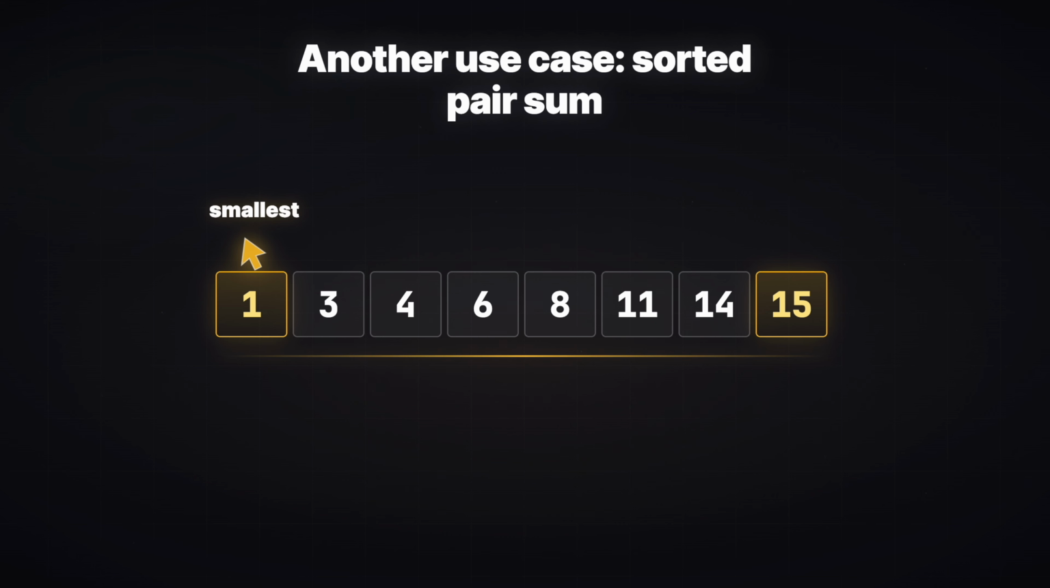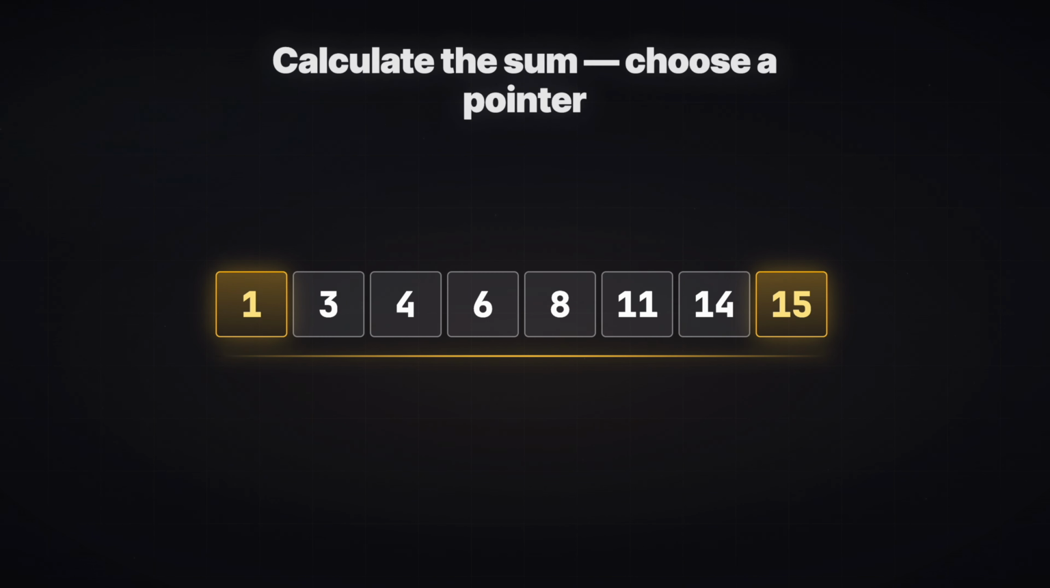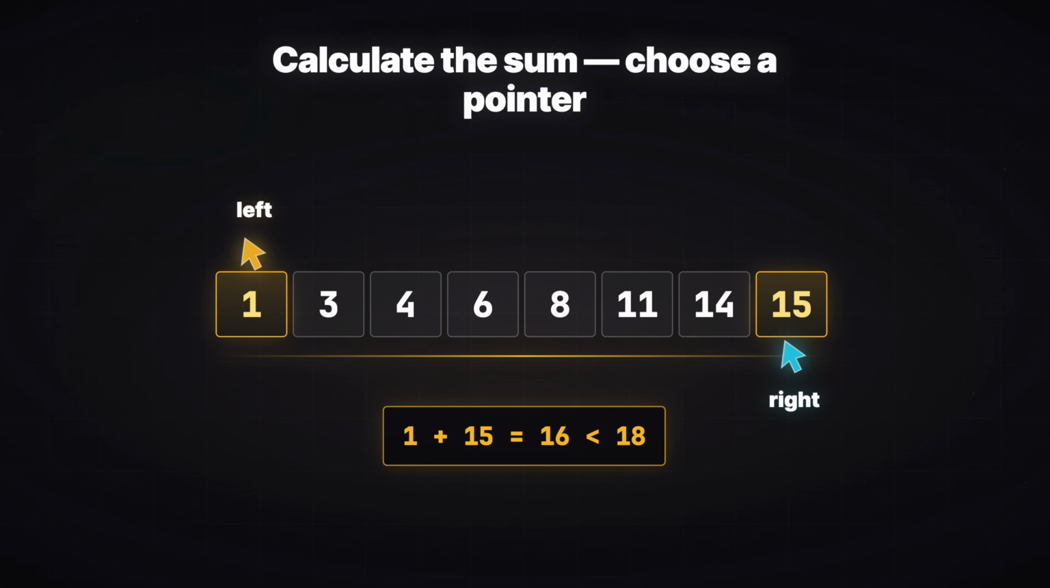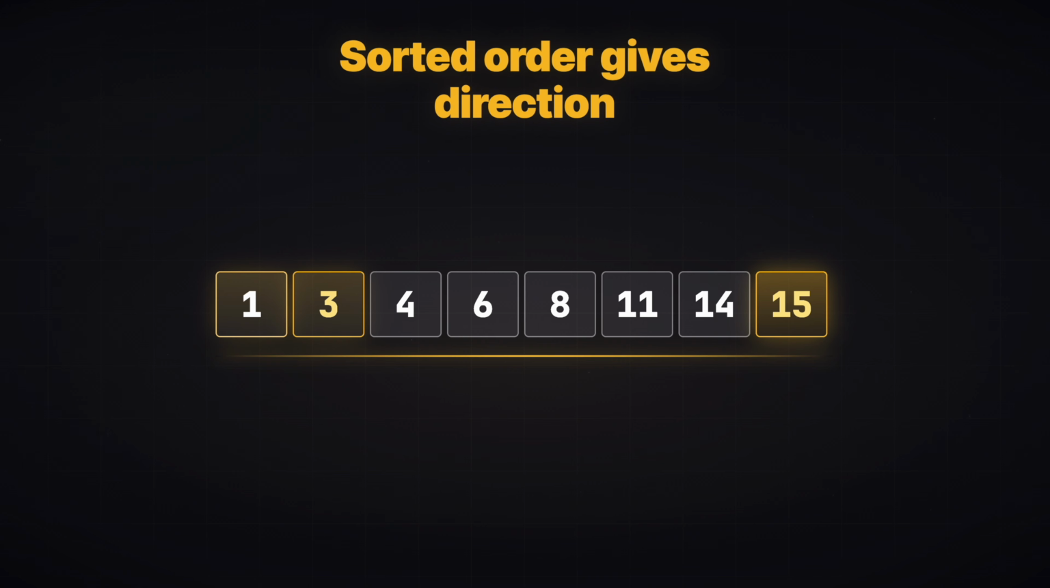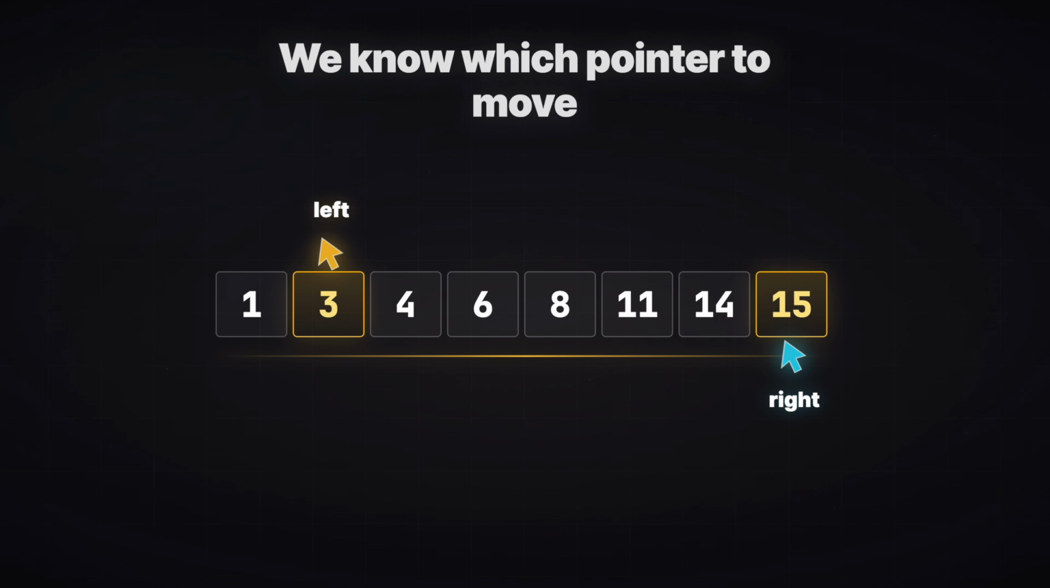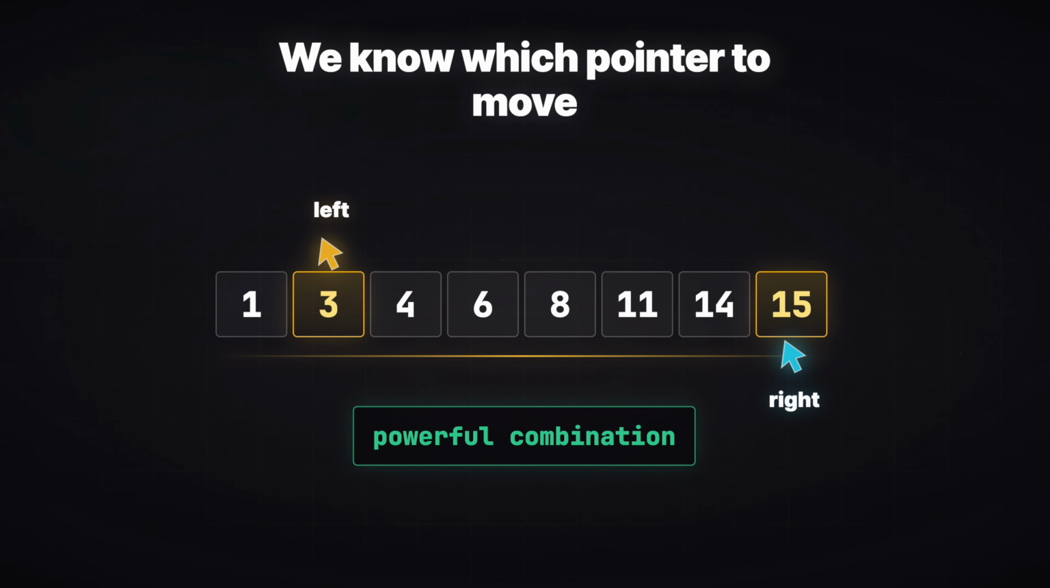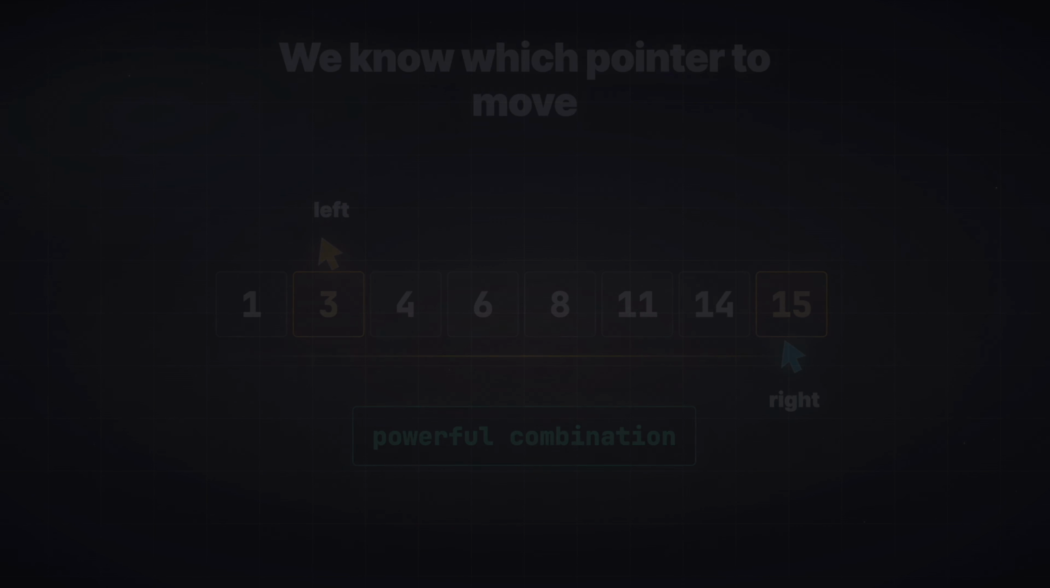Another important use case is finding a pair in a sorted array. Suppose we have a sorted array, and we want two numbers that add up to a target. We place one pointer at the smallest number. We place the other pointer at the largest number. Now we calculate the sum. If the sum is equal to the target, we found the answer. If the sum is too small, we need a bigger value, so we move the left pointer to the right. If the sum is too large, we need a smaller value, so we move the right pointer to the left. This works because the array is sorted. Sorting gives us direction. We know which pointer to move. That is why two pointers and sorted arrays are often a very powerful combination.